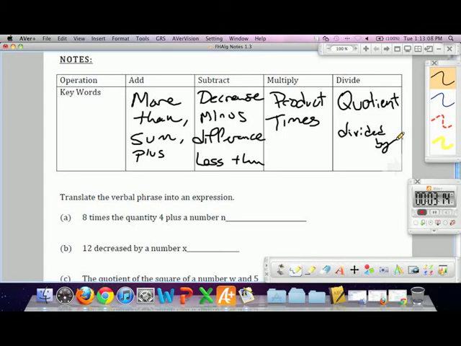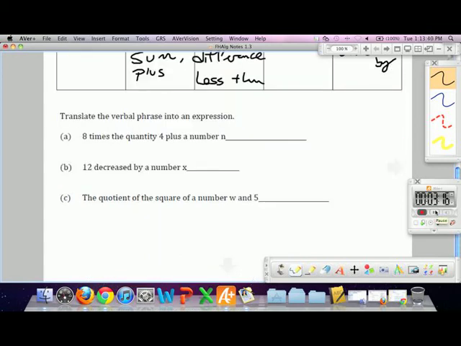So let's see if we can translate these. 8 times the quantity 4 plus the number n. First of all, before we go much farther, the word quantity is a catchphrase, a symbol for parentheses, or grouping symbols. Okay? Knowing that, let's see what we can do. 8 times the quantity 4 plus the number n. What can we do with this? What's the first thing we probably could write down?